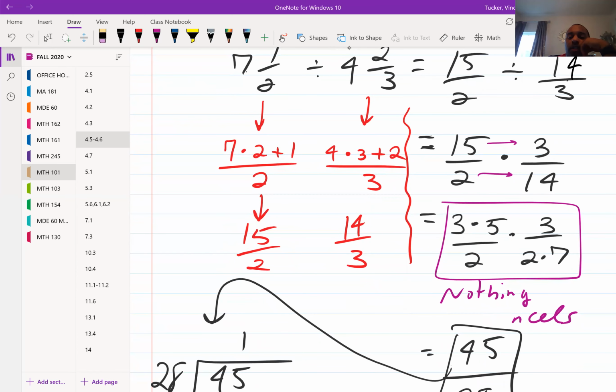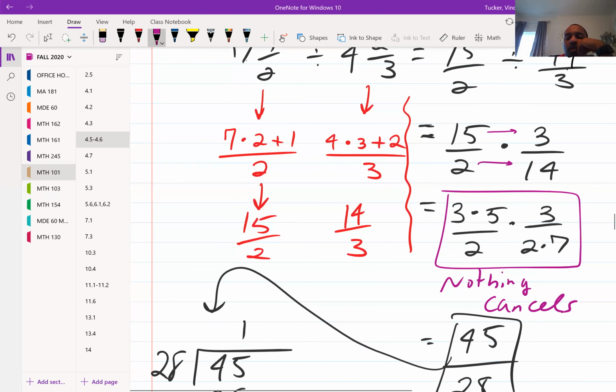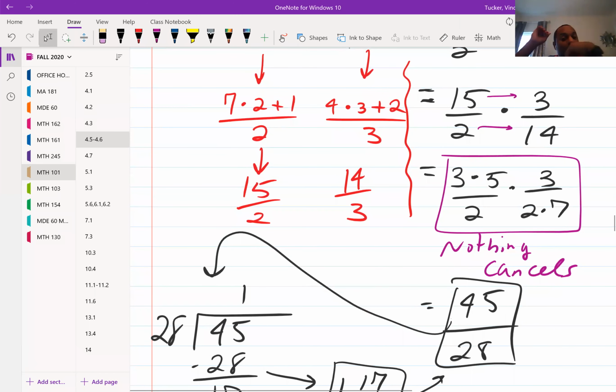And then I was checking to see if anything can cancel. And I see that nothing cancels. And so you just multiply across. 15 times 3 is 45. 2 times 14 is 28.